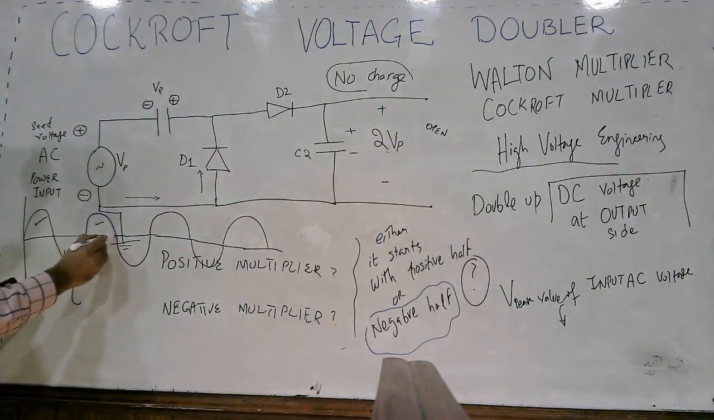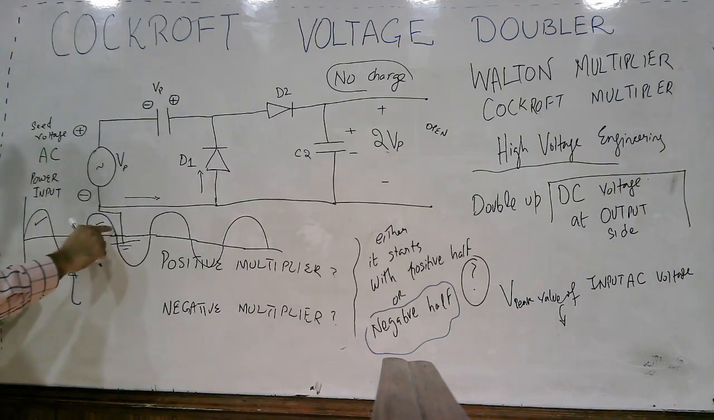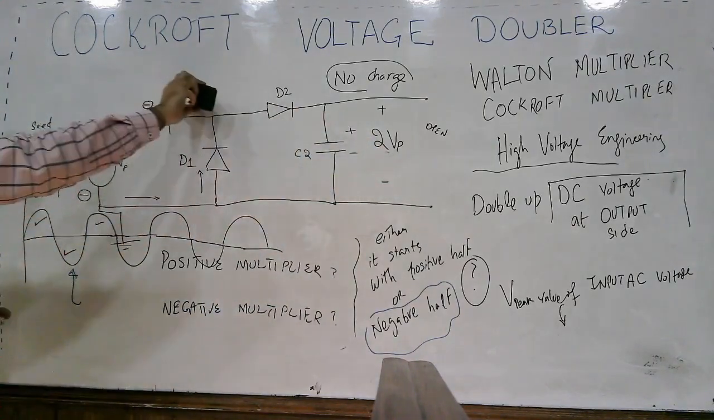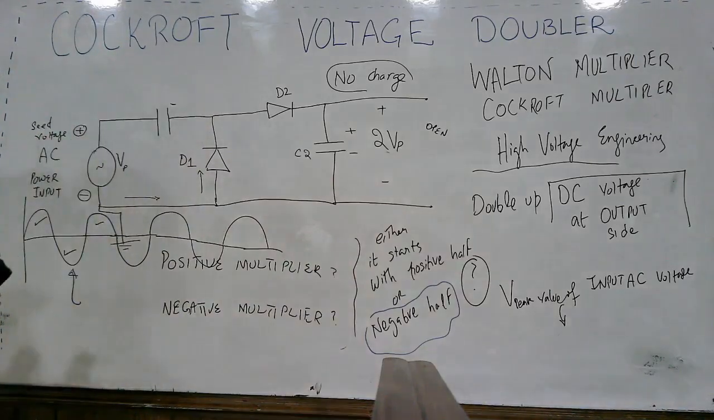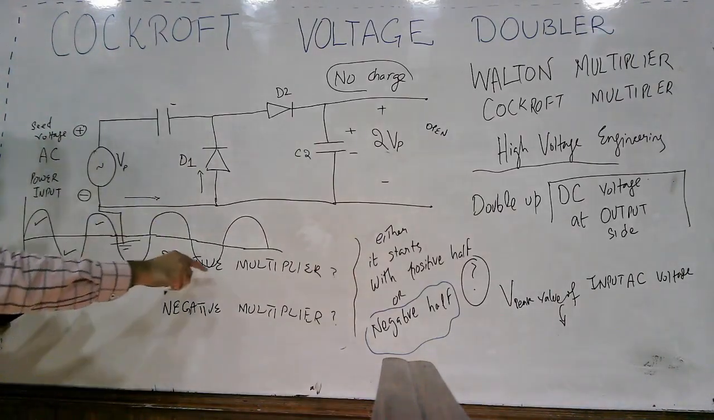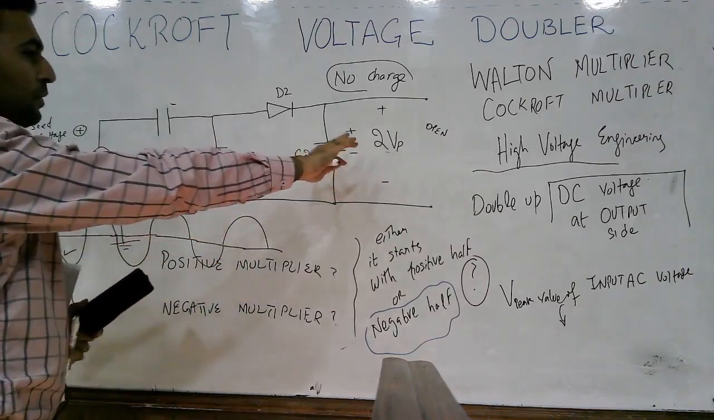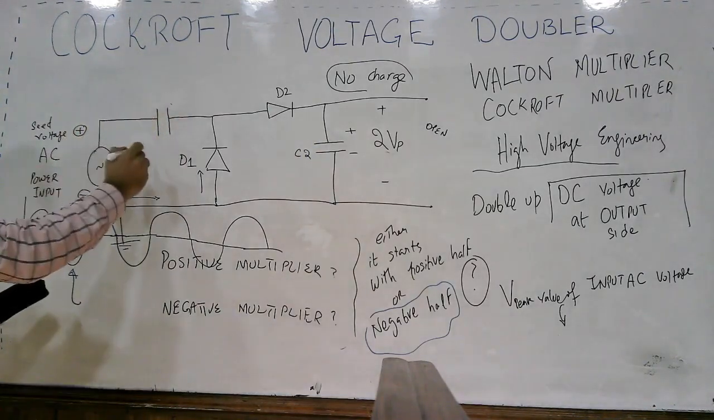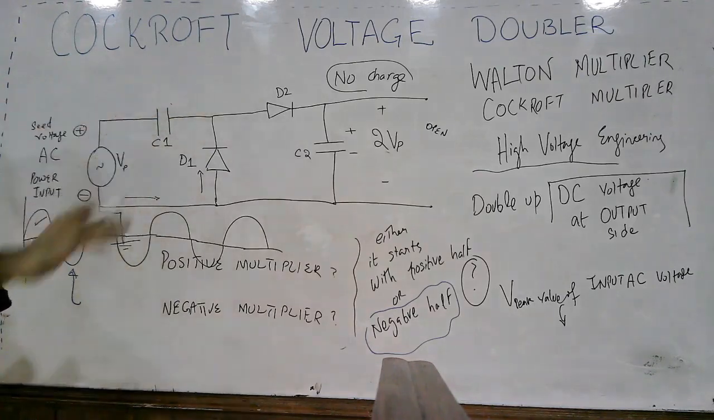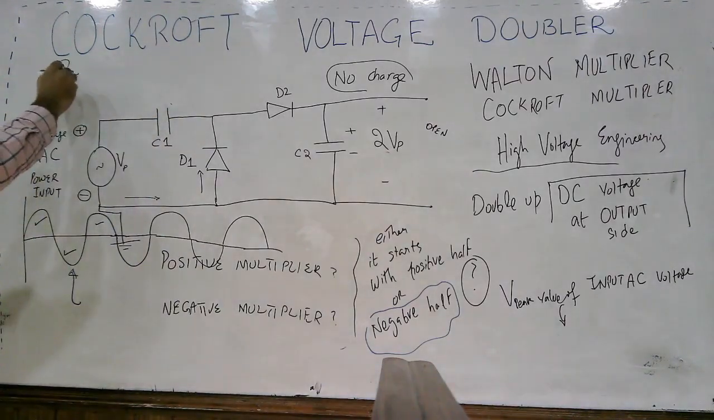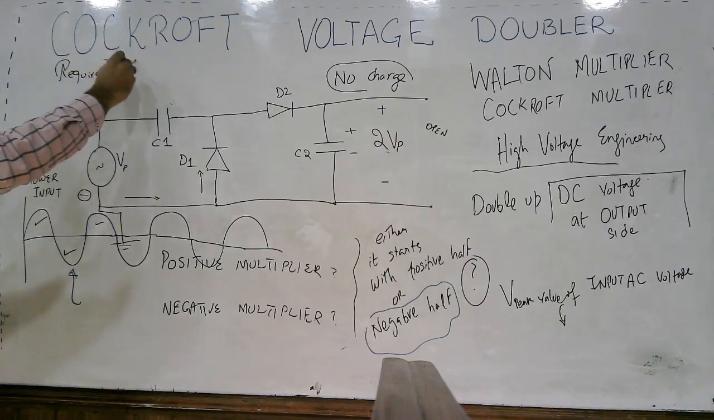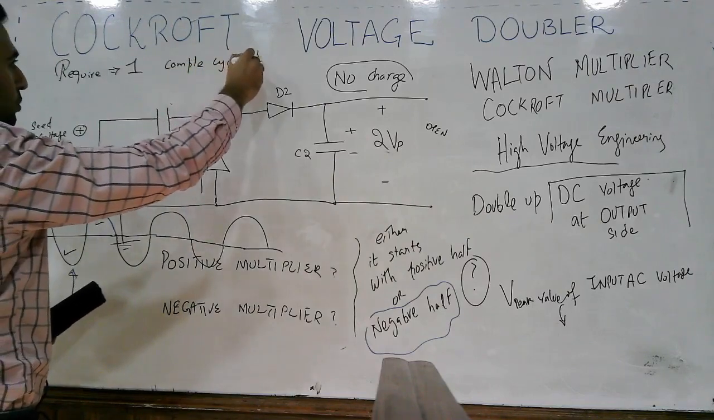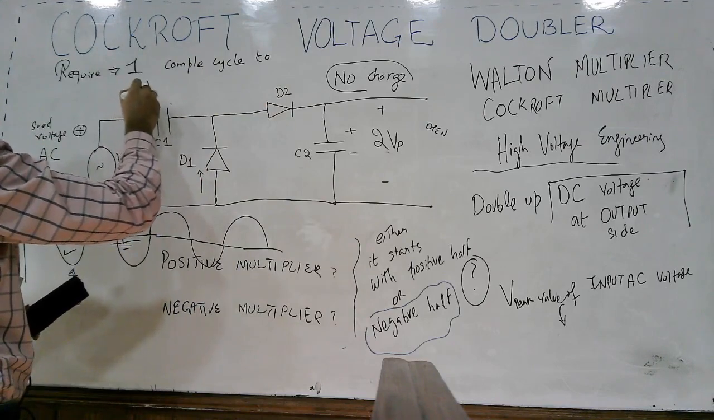Now at the end of this half cycle, you have the voltage here 2 Vp, and what is the voltage here? This capacitor is now discharged and has no voltage. So whatever are now the upcoming waveforms, your capacitor is fully charged. It means that this circuit, the Cockcroft voltage multiplier, requires one complete cycle to double the voltage.